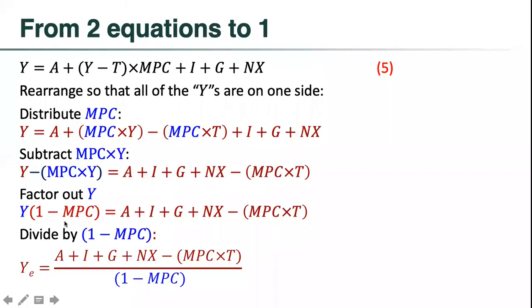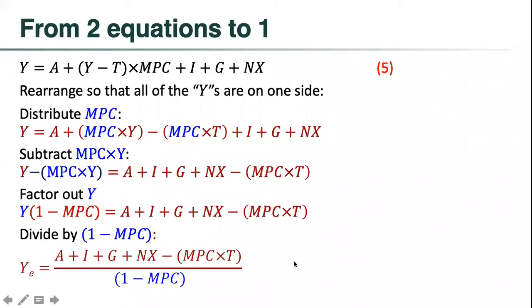Now I'm going to factor back out the y. And so I'm going to end up with y times 1 minus MPC. And I didn't do anything to the right side at all. And finally, my last step is I'm going to divide by this 1 minus MPC. Remember, I want to get y by itself. So I have y times something equals something else. All I have to do is divide both sides by this term, this 1 minus MPC.